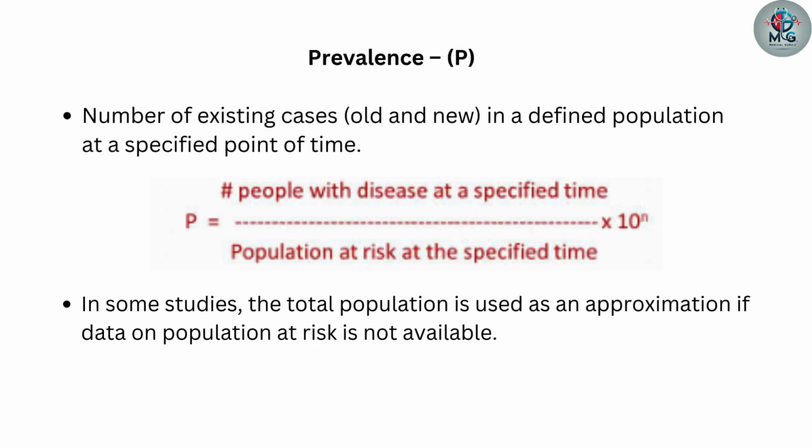Prevalence. Number of existing cases in a defined population at a specified point of time. In some studies, the total population is used as an approximation if data on population at risk is not available.